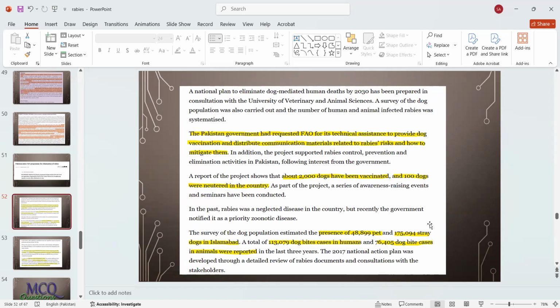About 2,000 dogs have been vaccinated and 100 dogs were neutered in the country. The survey of the dog population estimated the presence of 48,899 pets and 175 stray dogs in Islamabad. More than 1 lakh dog bite cases in humans and more than 76,000 dog bite cases in animals were reported in the last 3 years.